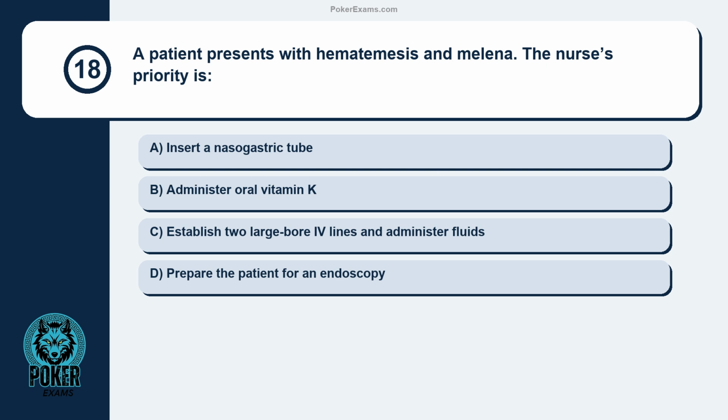Question 18. A patient presents with hematemesis and melena. The nurse's priority is: insert a nasogastric tube, administer oral vitamin K, establish 2 large-bore IV lines and administer fluids, prepare the patient for an endoscopy.